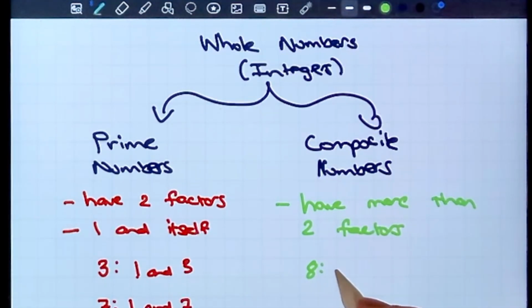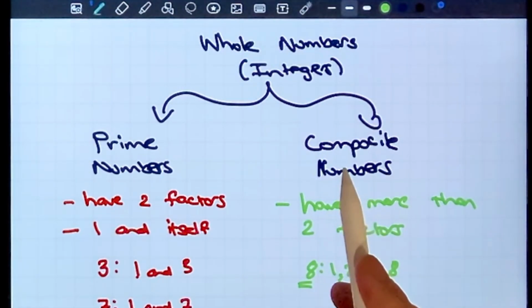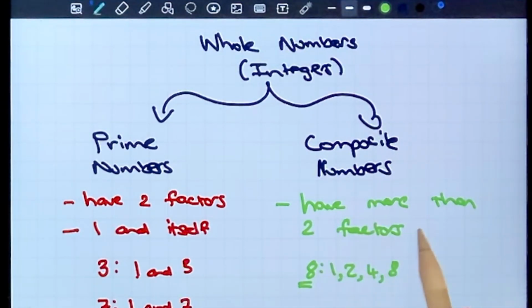Let's write down its factors. So 1 is a factor always. 2 goes into 8 4 times. 4 goes into 8 twice. And 8 goes into 8 once. So 8 has got 1, 2, 3, 4 factors. So because it's got more than 2 factors, it's a composite number.